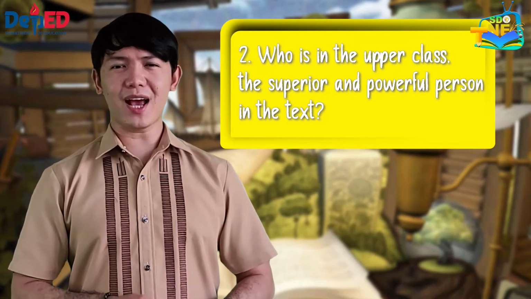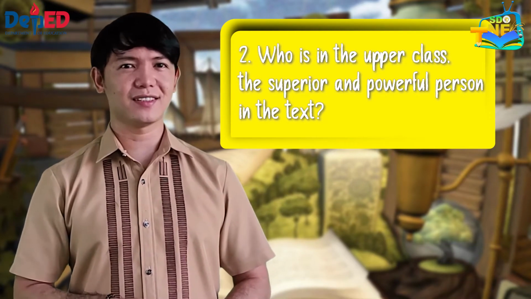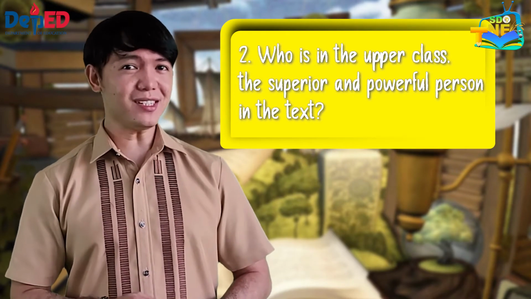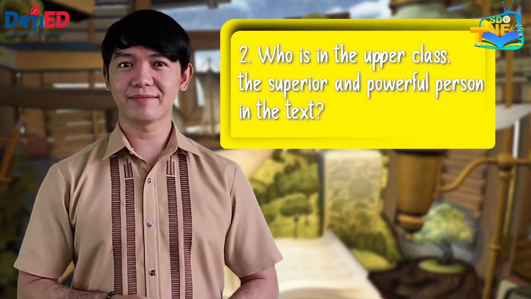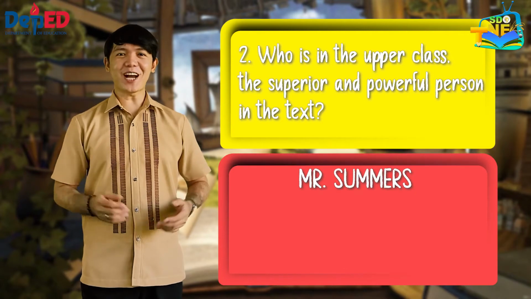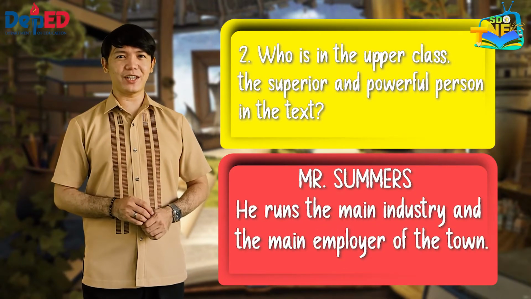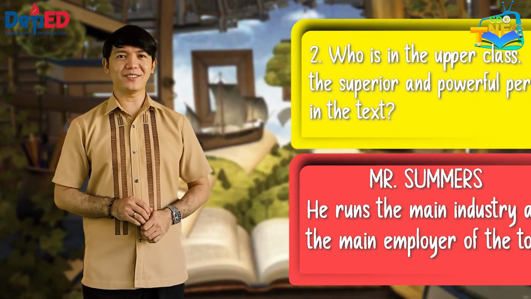Who is in the upper class, the superior, and the powerful person in the text? Mr. Summers, Mr. Hutchinson, Mr. Martin? Very good, Mr. Summers. Because Mr. Summers runs the main industry, which is the coal business, and is the main employer of the town.